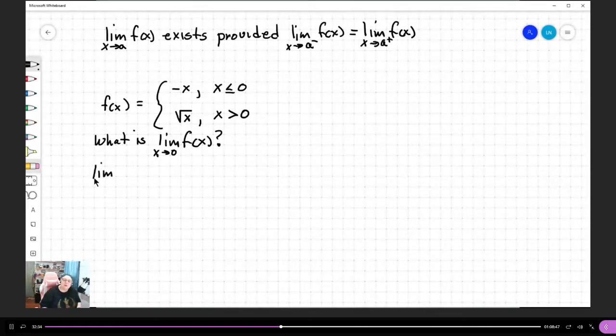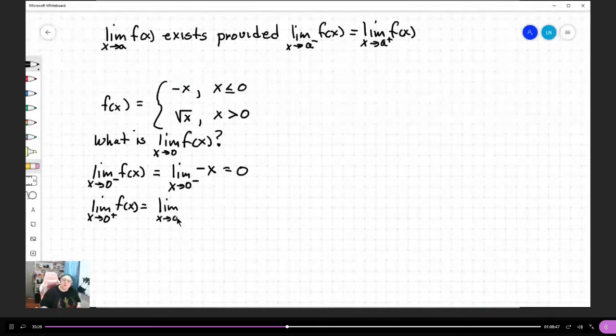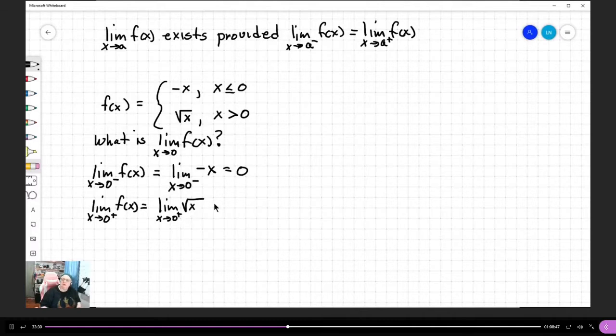All right, well, we test the limit as x goes to 0 from the left of f of x. From the left of 0 is x less than 0, so that's this part of the function up here. So that's going to be the limit as x approaches 0 from the left of negative x. Right, and if I put 0 in there, what am I going to get? I'm going to get 0. I take the limit as x goes to 0 from the right of f. From the right, our value is greater than 0, so that's this function right here. So that's going to be the limit as x goes to 0 from the right of the square root of x. All right, and if I put 0 in there, I get 0.